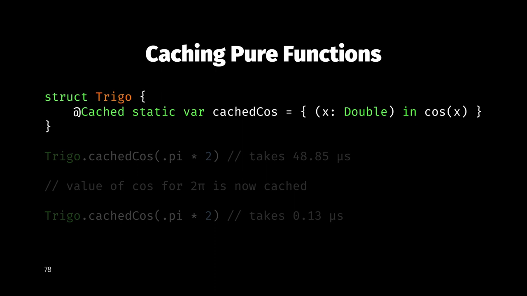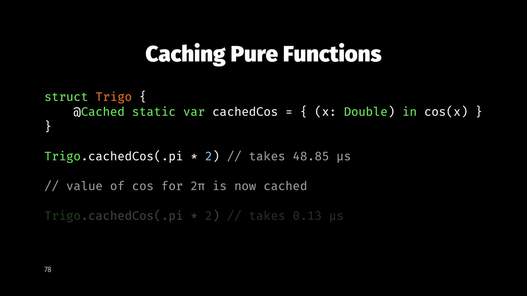So for instance, here I am writing code that uses trigonometric functions, so the cosine. And I have the cosine function, but I add this @cache thing, which makes it so that now when I try to calculate a cosine, the first time that I try to calculate the cosine of a given argument, so for instance 2π, it is going to actually run the computation, so it takes some time. But now the result has been cached, and if I call the function again with the same argument, it will be much faster to return the result.